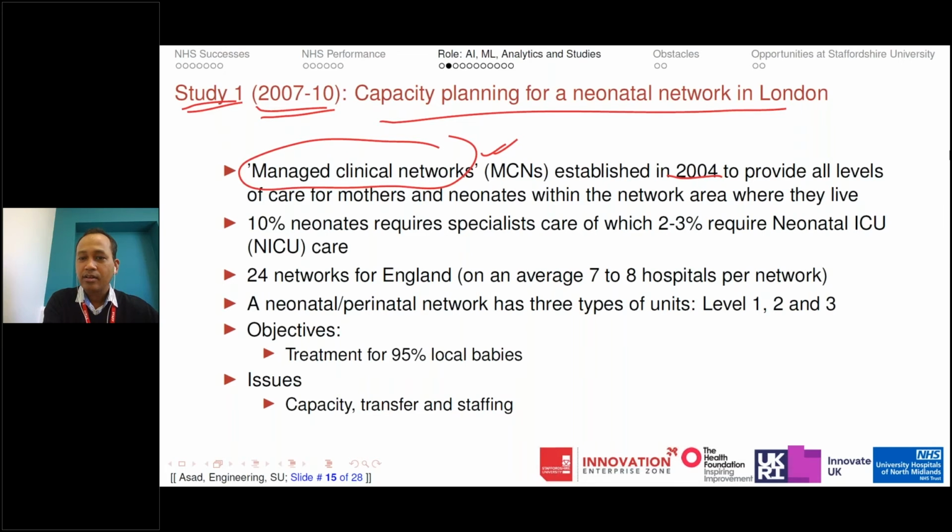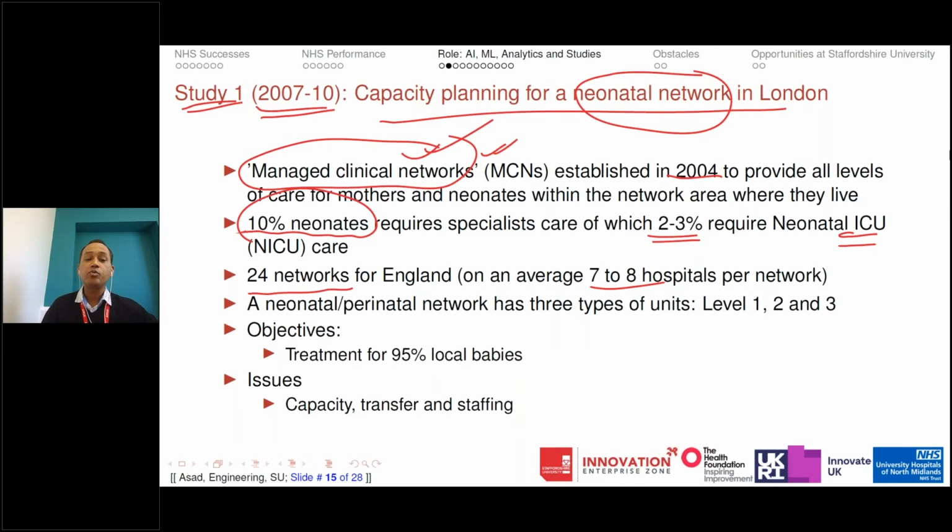When we talk about neonatal or perinatal care, we talk about 10% of neonates who require very specialized care. Out of these patients, 2 to 3% require neonatal intensive care, which is very expensive. The nurse-baby ratio is 1:1, and these nurses should have very special training. Back in the 2010s, 24 networks were identified working across England, with on average 78 hospitals. The North Central Perinatal Network in London was my case study.